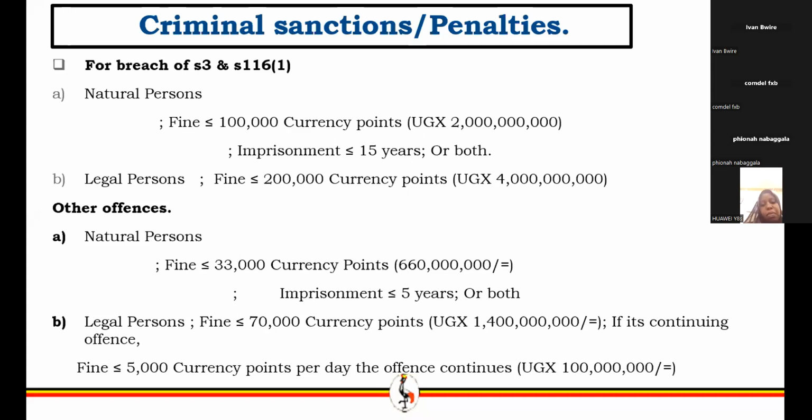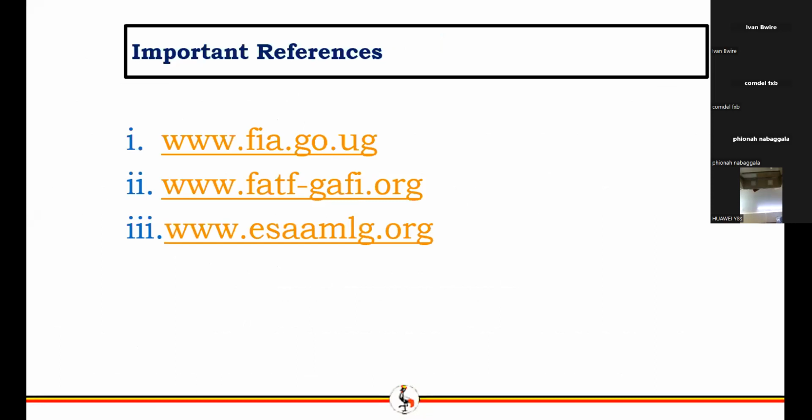If you continue the offense like today, on Wednesday, you add 100 million. If you continue on Thursday, that's 200. On Friday, that's 300. Like that for every day that the offense continues. For example, if we ask you to provide something within 5 days, and you fail, then for every day that you have failed to comply, it continues by 100 million on top of the 1,400 million. So that's what we meant by the offenses, Ivan, and penalties.